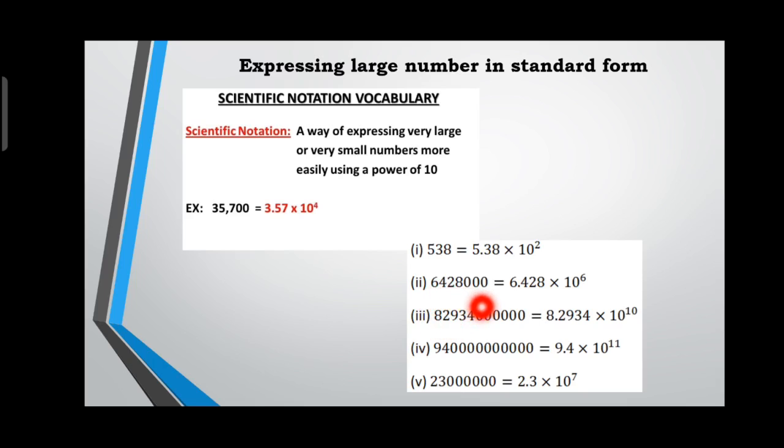And another example is 8293400000. I told you already, only the natural numbers we have to write. So after the first digit keep a decimal dot, then count how many digits are after the decimal dot. It will be 10 digits. Similarly, the fourth problem and fifth problem, children. So I hope you understand how we can write the largest number in the standard form.